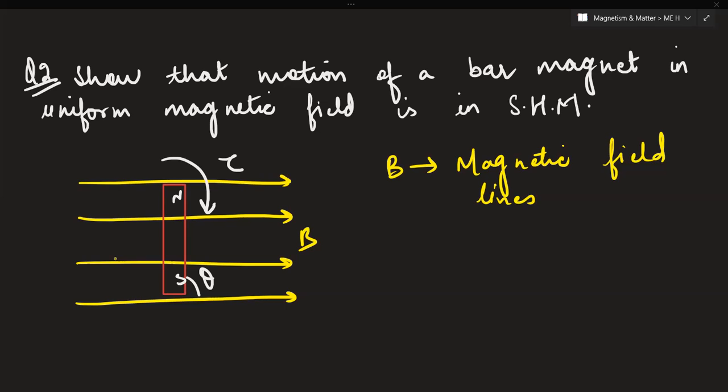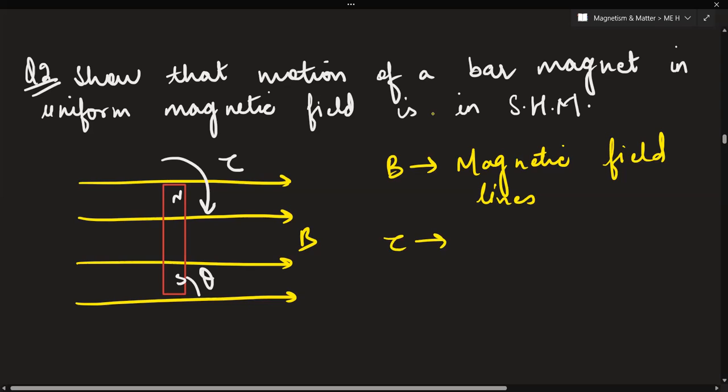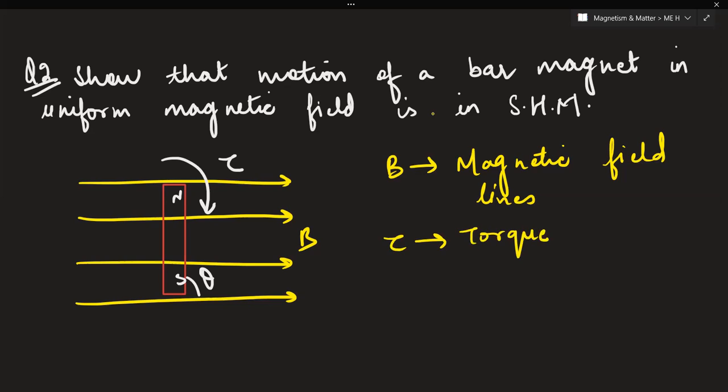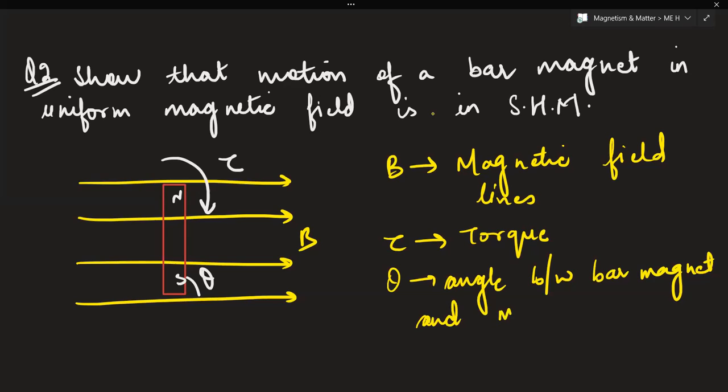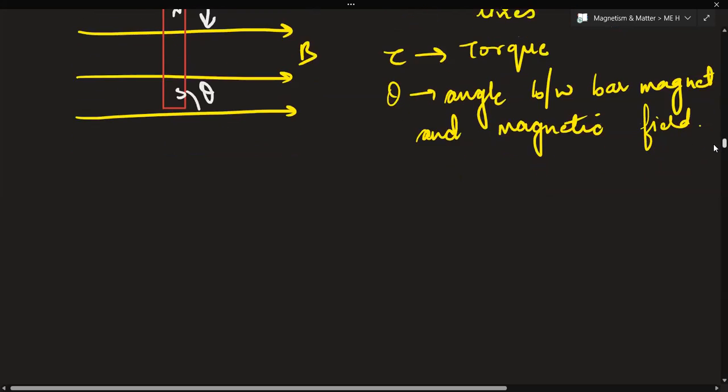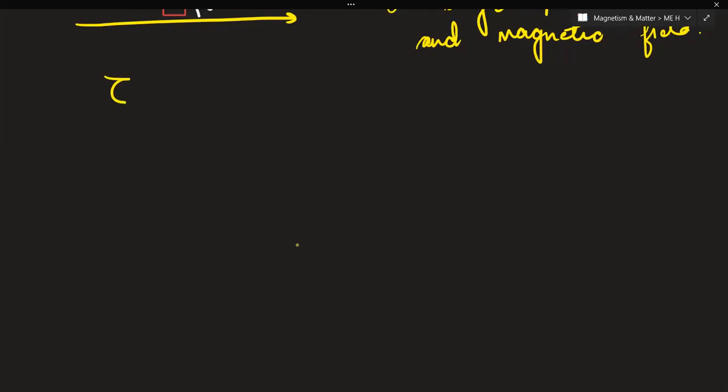You had this lesson in your class 11th, towards the end of class 11th. So this is magnetic field lines, fine. Then you have torque. T is the torque, which can be restoring and it can be deflecting torque as well. Now theta is the angle between bar magnet and magnetic field. Fine, theta is what? Theta is the angle between bar magnet and magnetic field. Now, torque is what? Torque for a bar magnet we have studied. This torque is what?